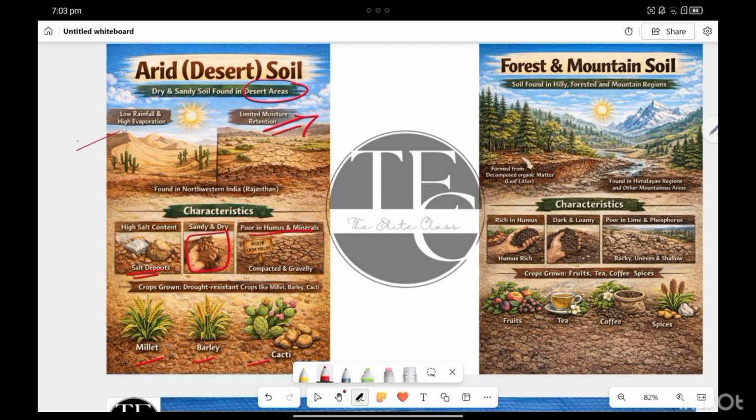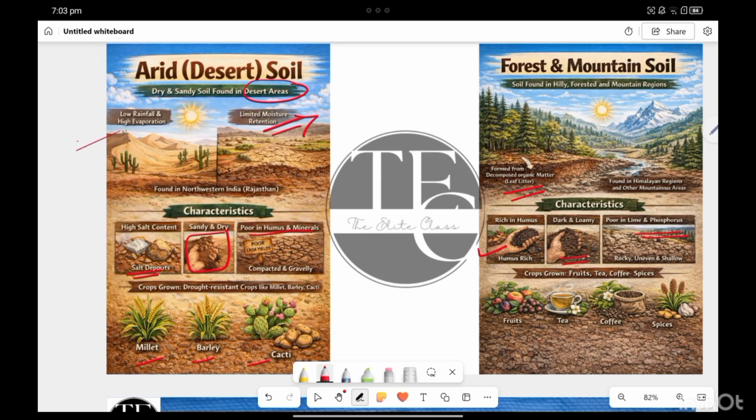Coming forward towards the forest and mountainous soils. These soils are found in the hilly, forested, and the mountainous regions, and they are formed from decomposed organic matter, right? They are rich in humus and they are dark and loamy. They are poor in lime and phosphorus. They are mostly uneven, so that's why not that much suitable for growth.